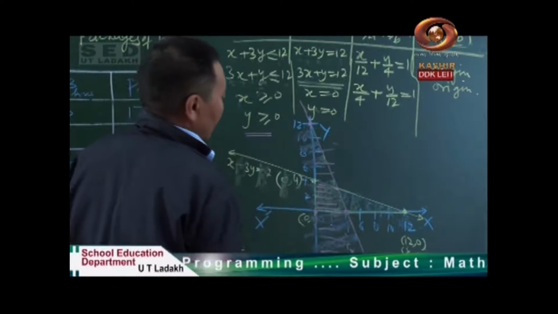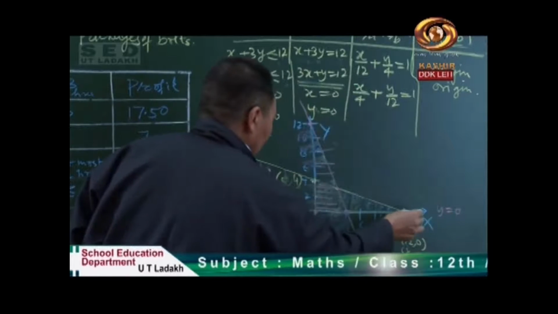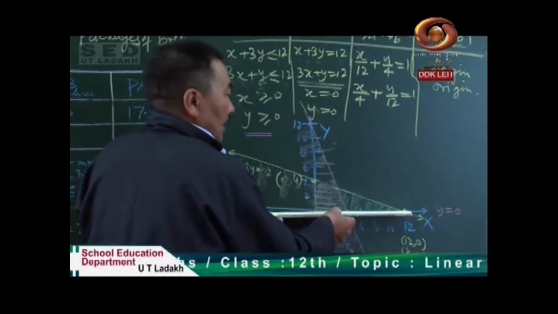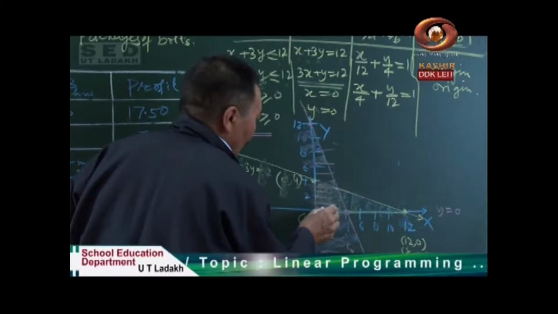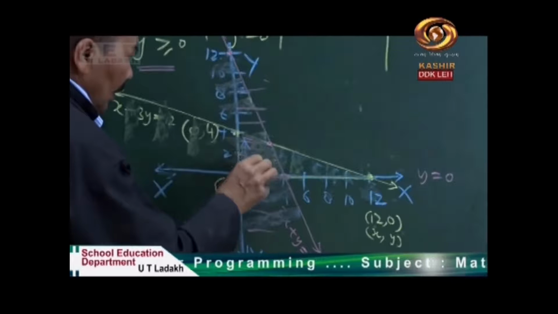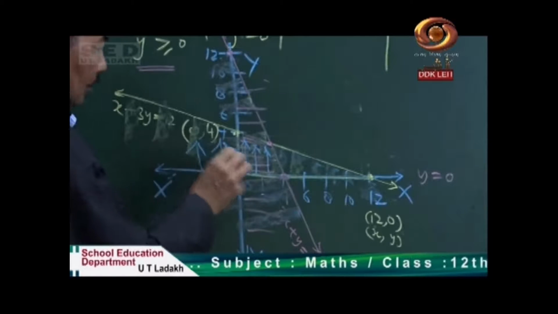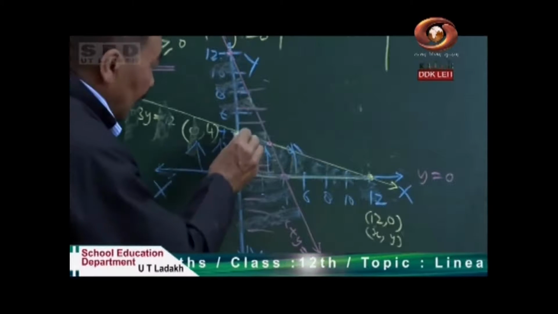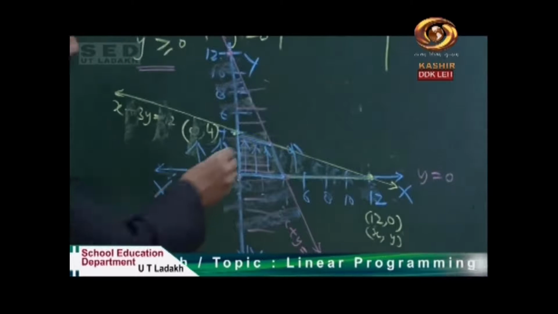Similarly, y greater than or equal to 0. Y equal to 0 is this line. And if y is greater than 0, that means it goes upward. The movement of y always goes upward. So I'm getting this portion again, but we have to find out the common shaded region. This will be our common shaded region.